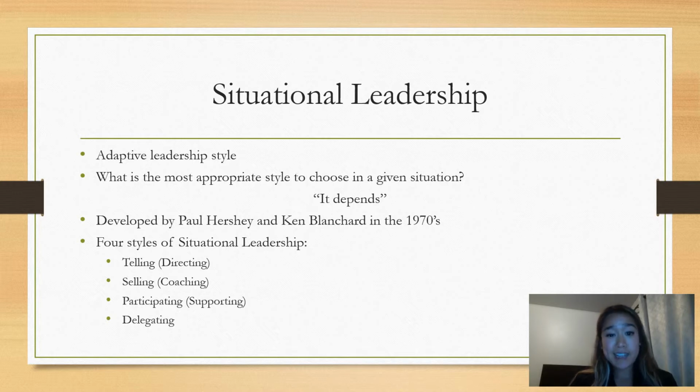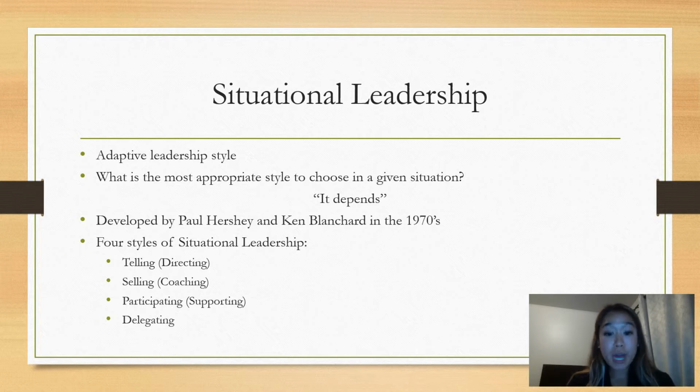When leaders need a task done, they often find themselves micromanaging these employees because the manager's trust in employees' competency is low. So we'll move on to the second one, selling, which is also known as coaching. In this situational style, a manager will still provide direction for these employees. However, employees are not capable of performing tasks sometimes because they lack the skills to do so.